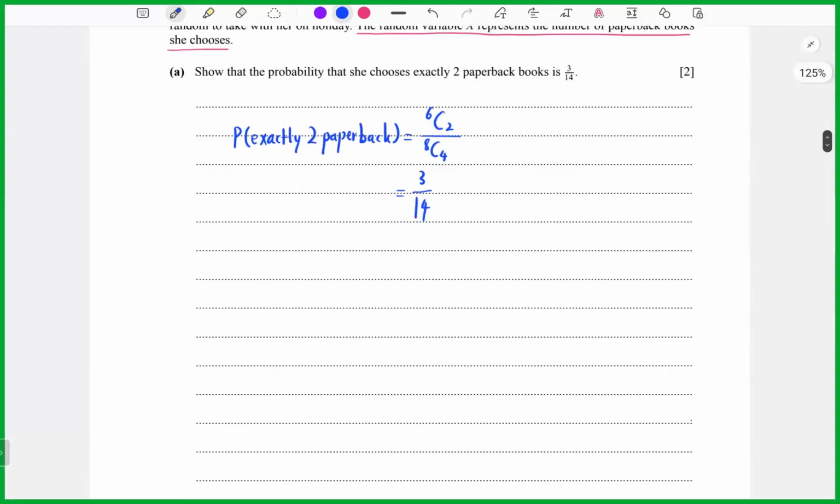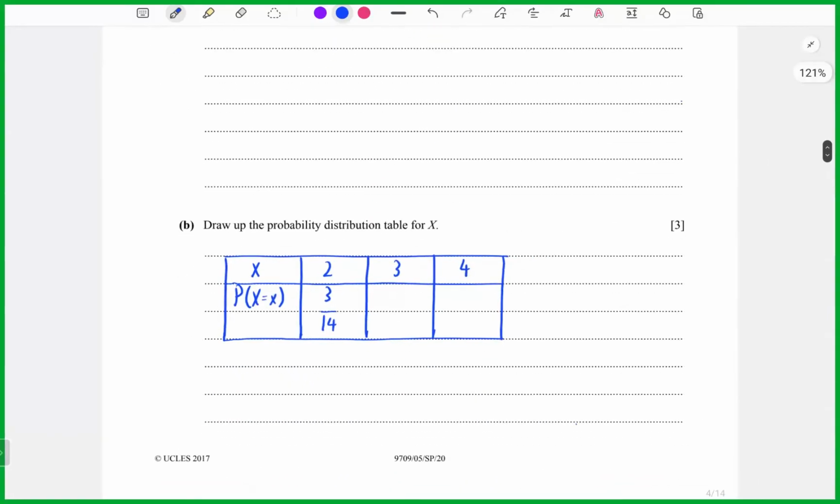Now we calculate that right now. So I take P(X equals 3) equals 6C3 over 8C4. Now we multiply by 2 here, so you will get 4 over 7. And P(X equals 4) we also can take as 6C4.